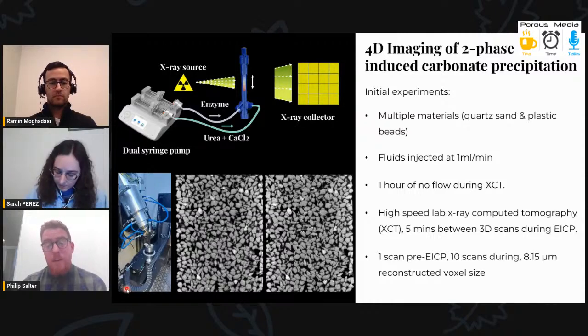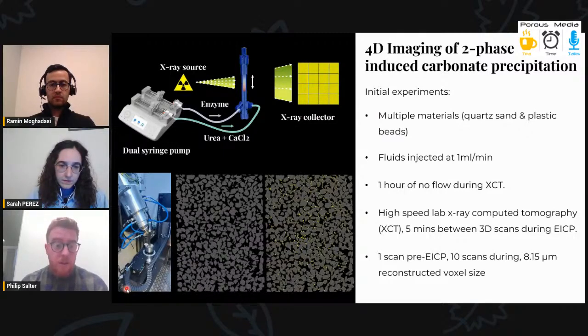While this was happening, we captured high-resolution XCT images to capture the dynamics of the crystallization process. One scan was captured pre-enzyme-induced carbonate precipitation, and then 10 scans during it, with a reconstructed voxel size of around 8 micrometers. On the left, you see the quartz sand prior to the reaction, and then on the right, after a 1-hour precipitation period.